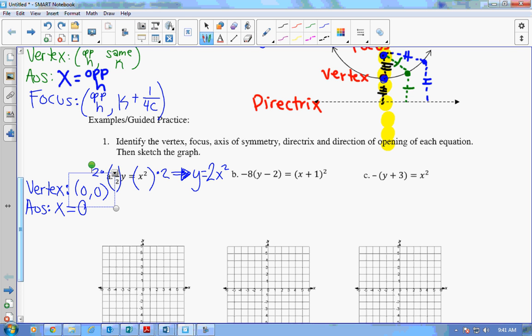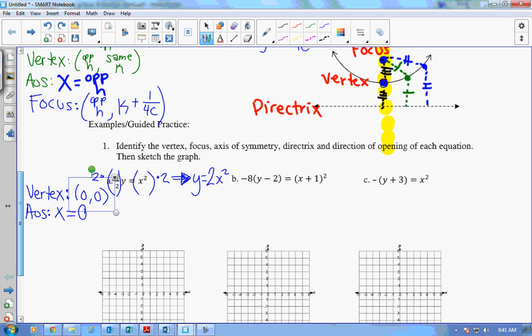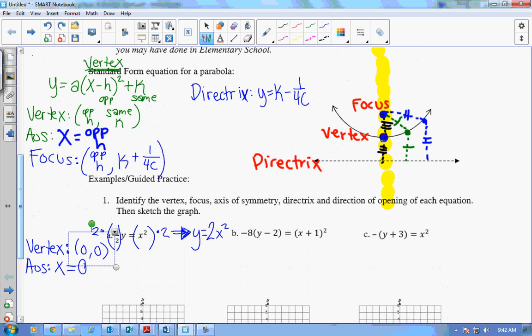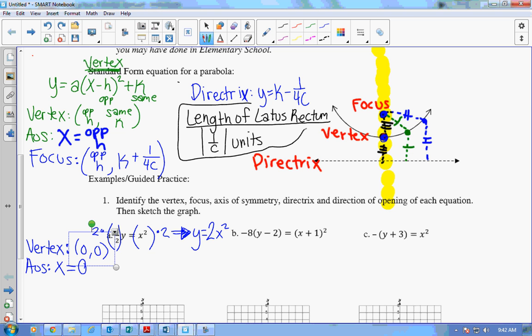Now for, let's see. Oh, we didn't do, I missed one vocabulary word up here. Sorry, there's one more. Length of the latus rectum is the absolute value of 1 over c units. Because length has to be positive.